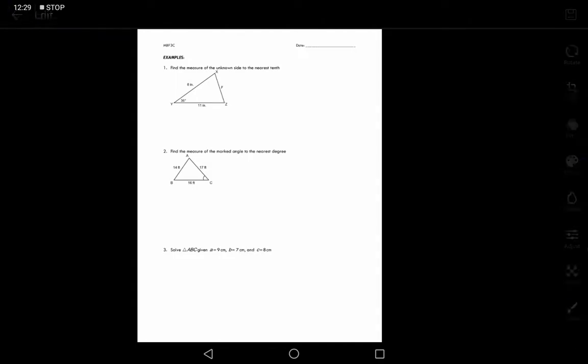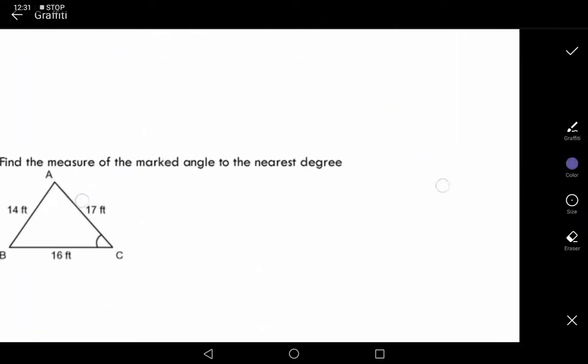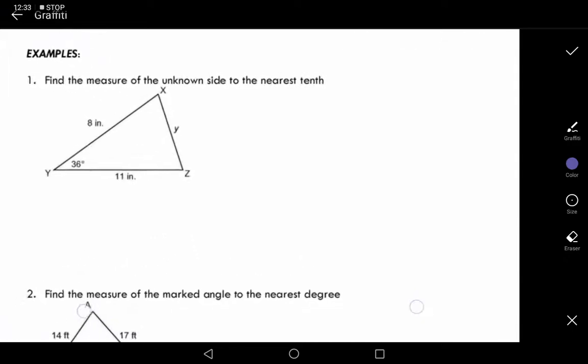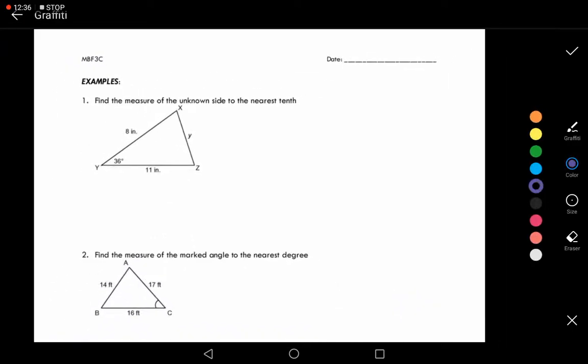So we have 3 examples, kind of standard. Okay, so it says find the measure of the unknown side to the nearest tenth. Again, nearest tenth, guys, just means 1 decimal place. And maybe you want to just remind yourself of that. 1 decimal.